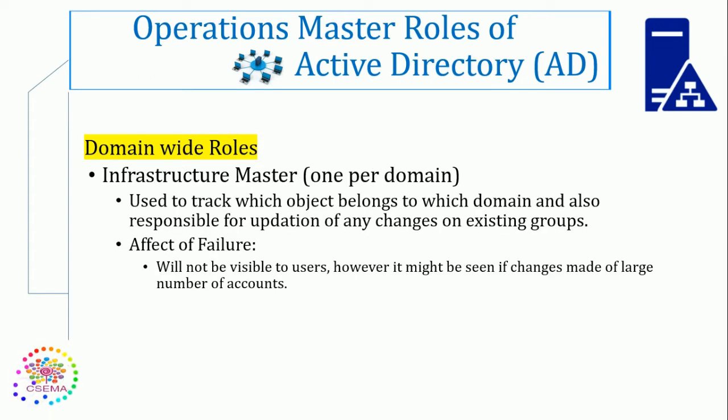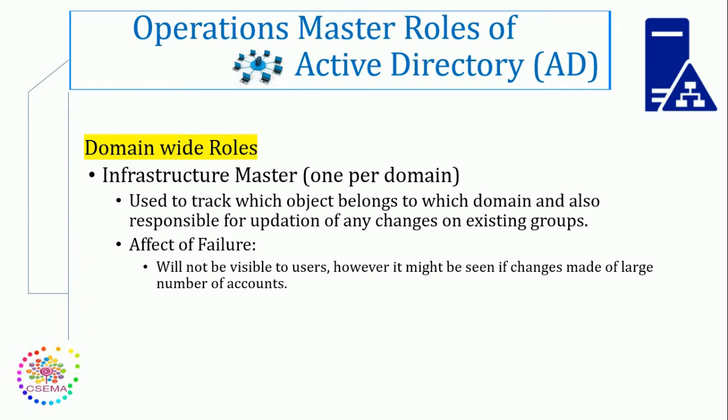And next we have the infrastructure master. It is also one per domain. The infrastructure master is used to track which objects belong to which domain, because it is responsible for reference updates from its domain objects to other domains. When you rename or move a member of a group, and the member resides in a different domain from the group, the infrastructure master is responsible for updating the group so that it knows the new name or the location of the member.